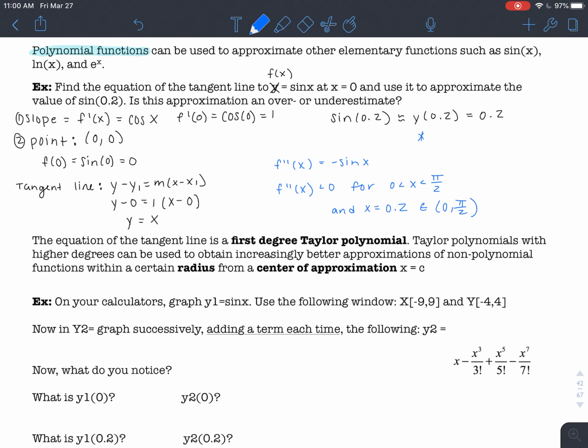So because we have a negative second derivative, we're concave down, that means our tangent line is going to lie above the curve. So this is going to be an overestimate. So if you need that written out, since f double prime of x is less than 0, our tangent line is above the curve.